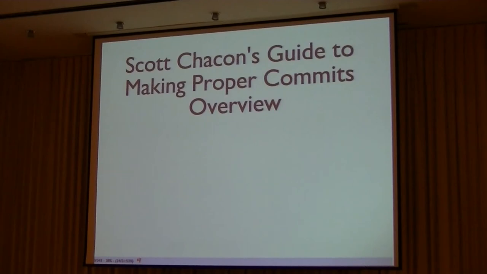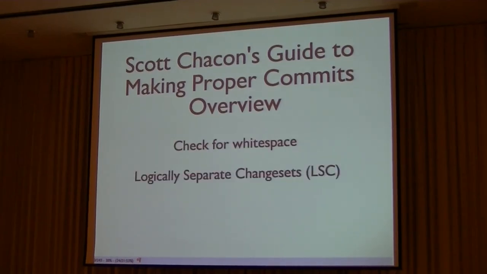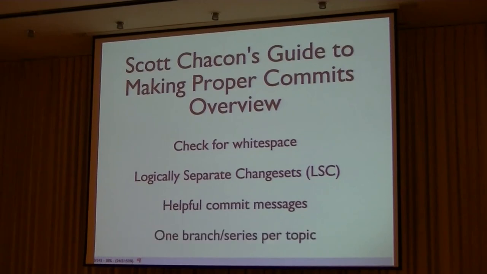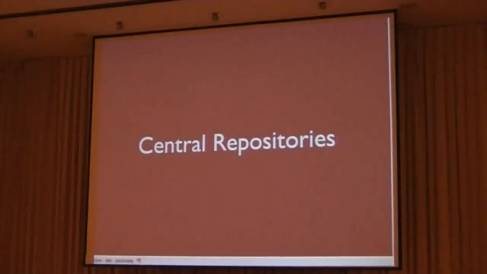So doing that is very easy for you and easier for them. Okay, so this is my guide to making proper commits. Check for white space, do logically separate change sets, do helpful commit messages, and do one topic per branch, or one branch per logical topic that you're working with, and send pull requests off of those. And if you do that, then your maintainers will like you better.